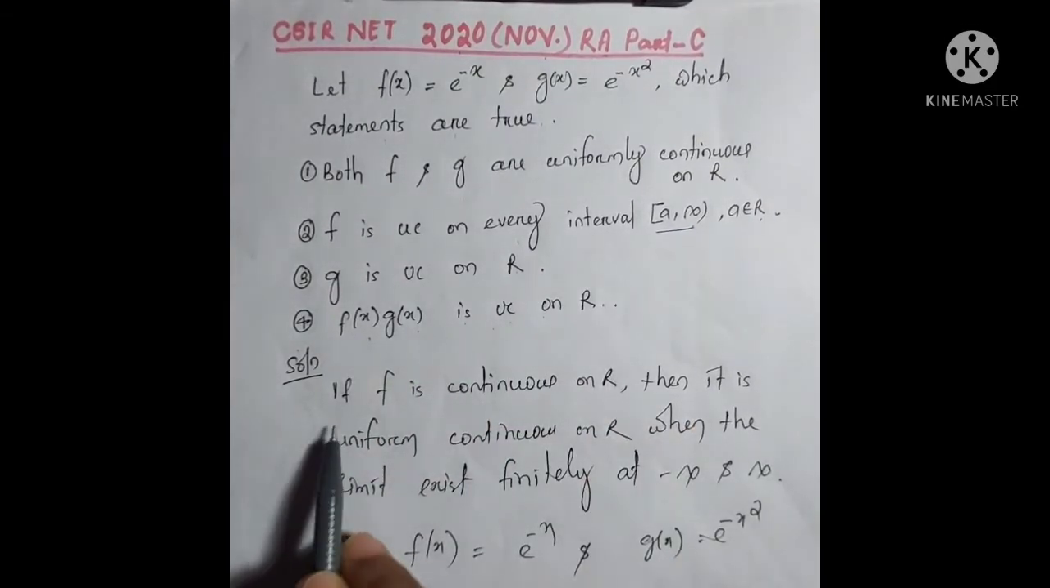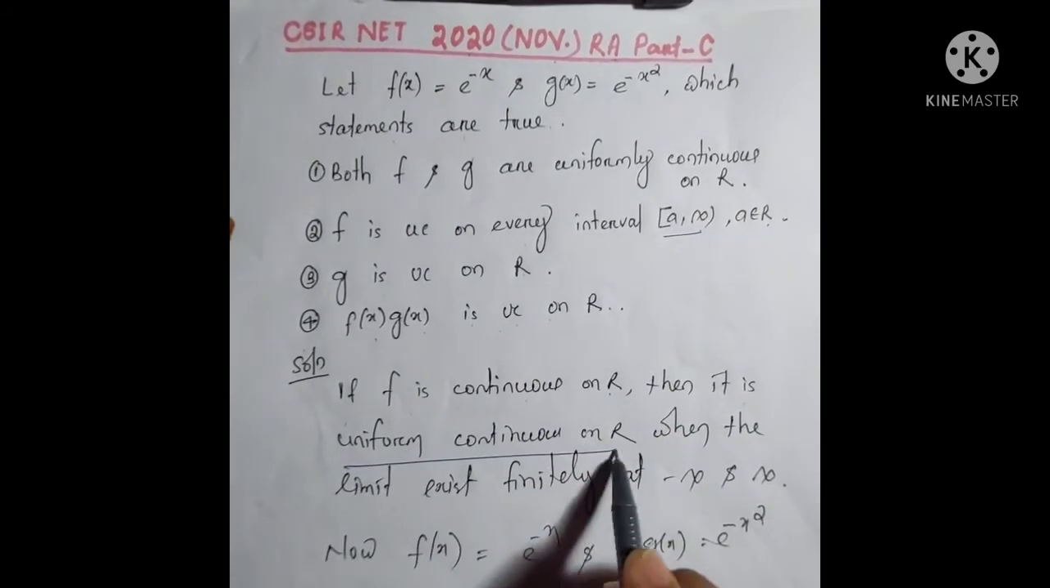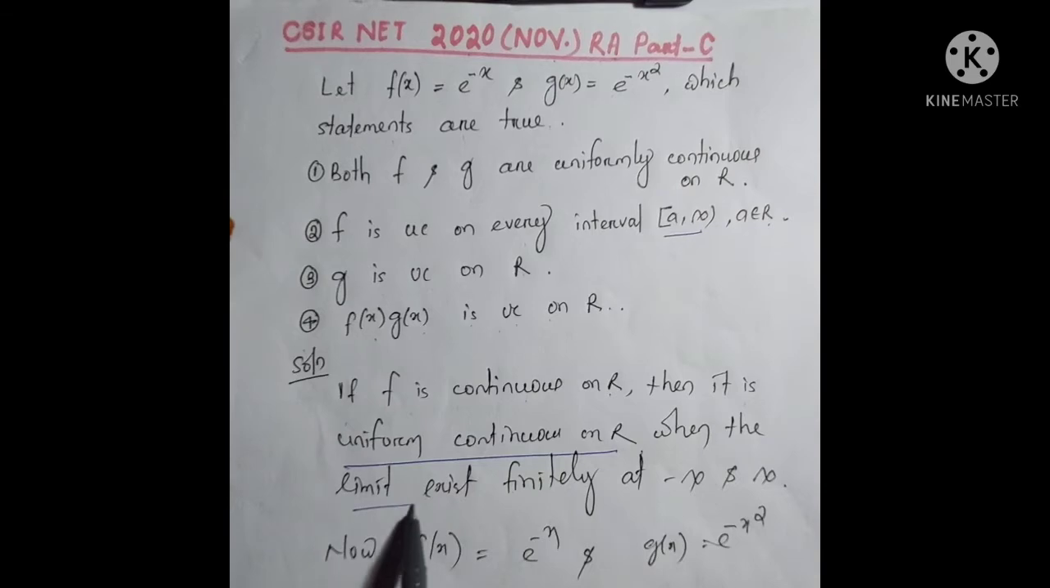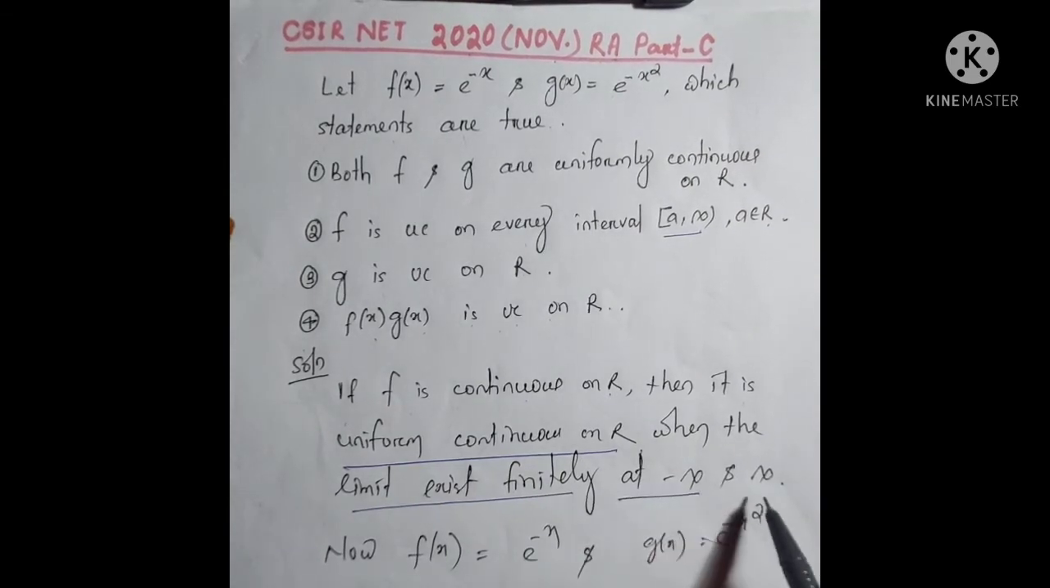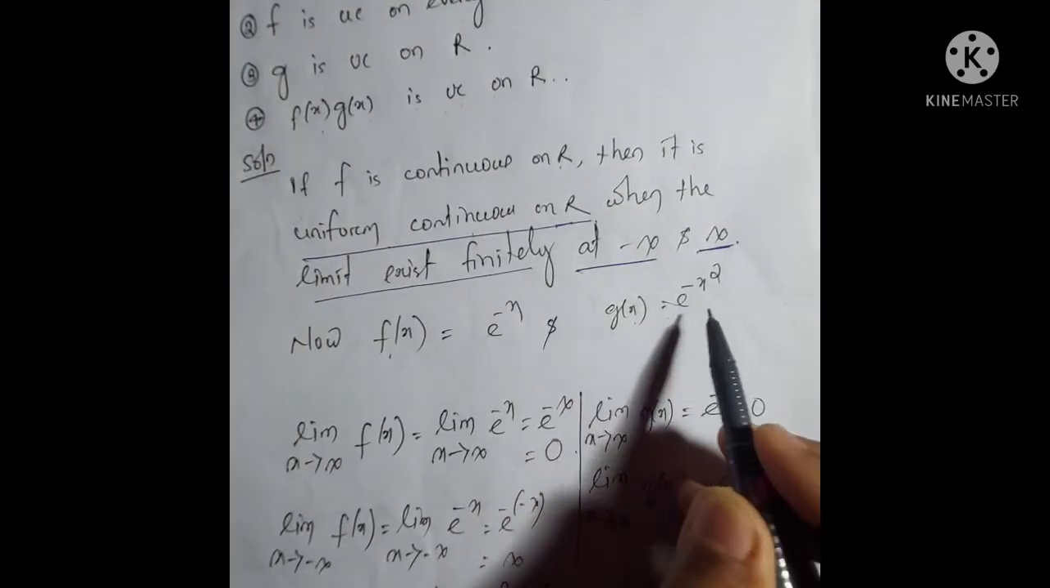Solution. If f is continuous on R, then it is uniformly continuous on R when the limit exists finitely at minus infinity and infinity. Means if we find that the limit at minus infinity and infinity is finite, then f is uniformly continuous on R. Now, f(x) = e^(-x) and g(x) = e^(-x²).